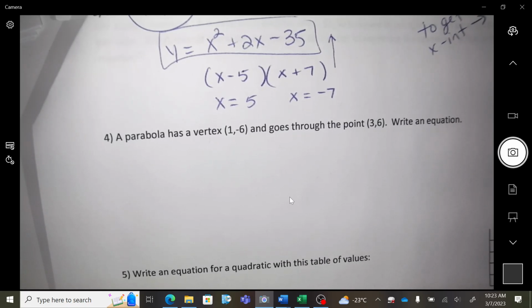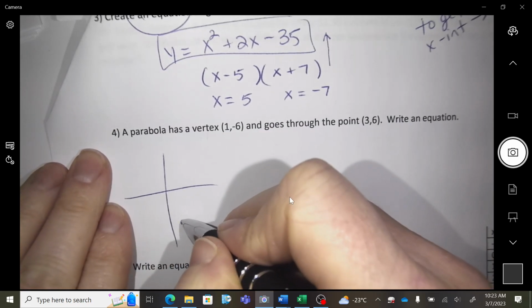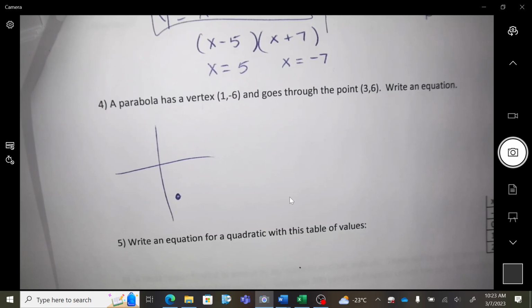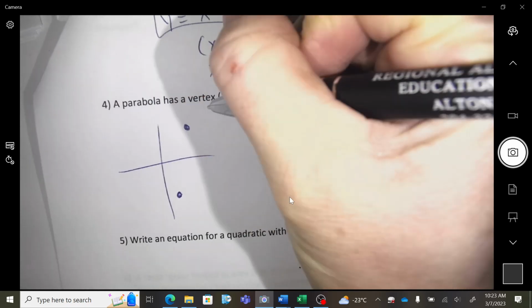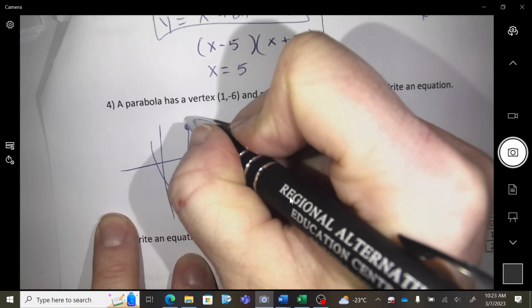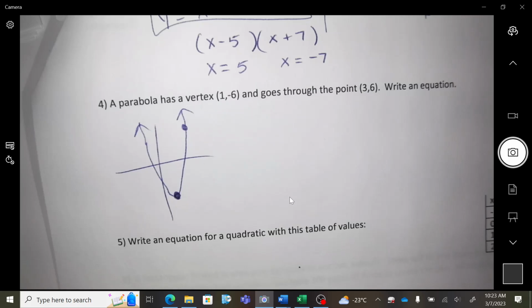Okay, parabola has a vertex at 1, -6. I'm a visual person, so I'm visualizing that point being there. And 3, 6 would be here. So if this is the vertex, it must do that kind of thing, right? The vertex, and then you got to go up.